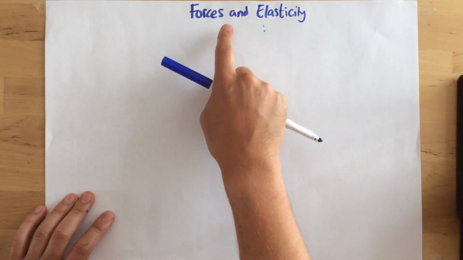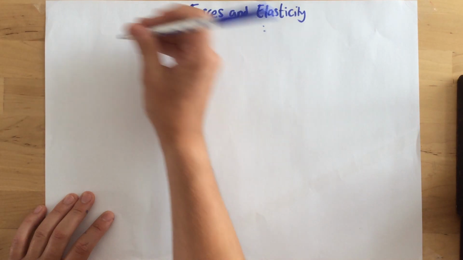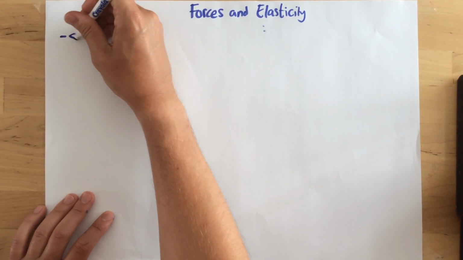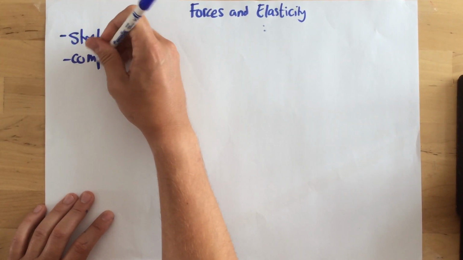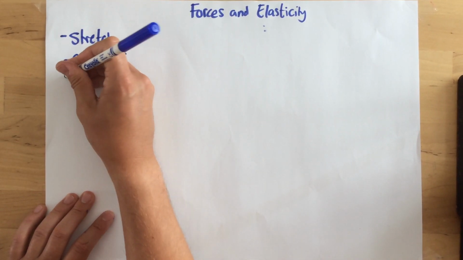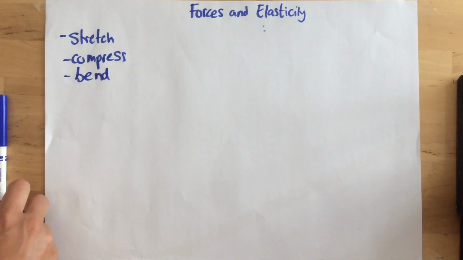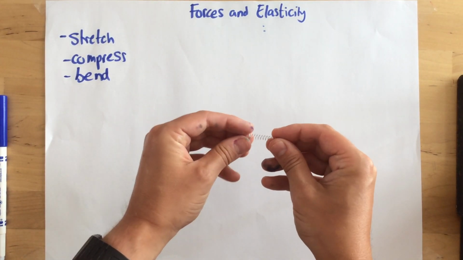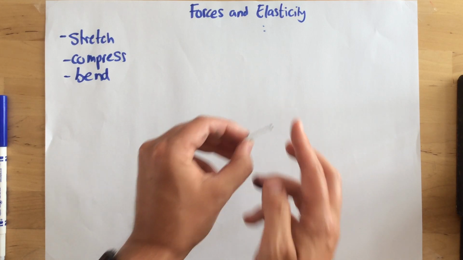Okay, today I'm going to talk to you about forces and elasticity. So when you apply a force to an object, you may cause it to stretch, to compress, or to bend. I'm just going to quickly demonstrate those three onto this spring. So you could stretch it, compress it, where you push it close together, or bend it.